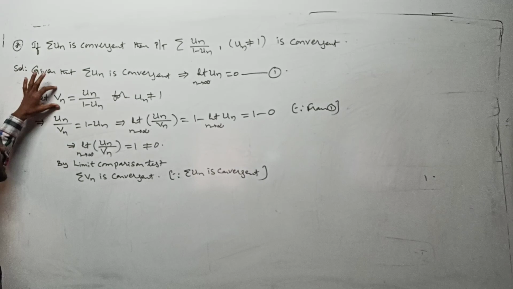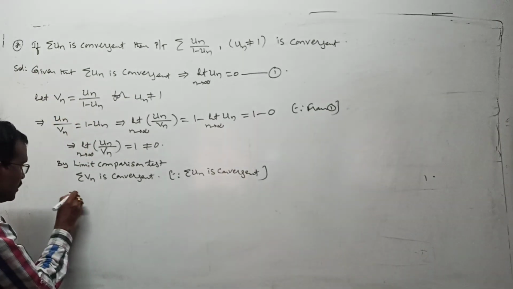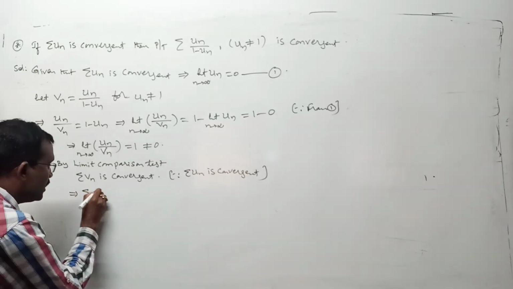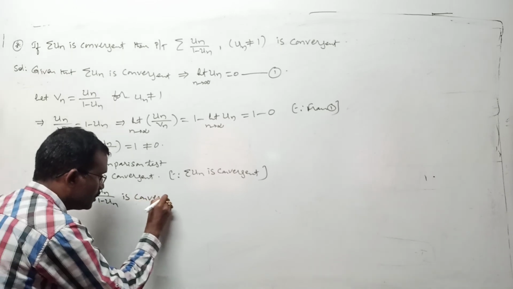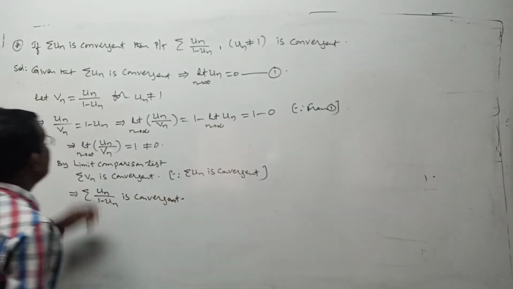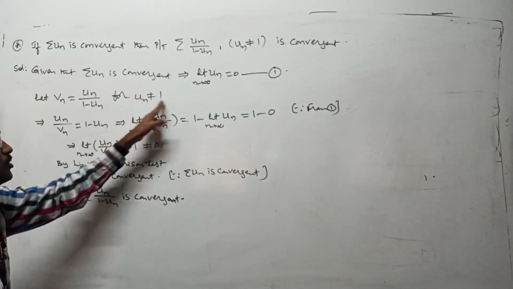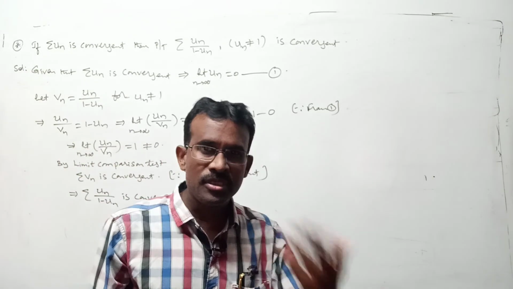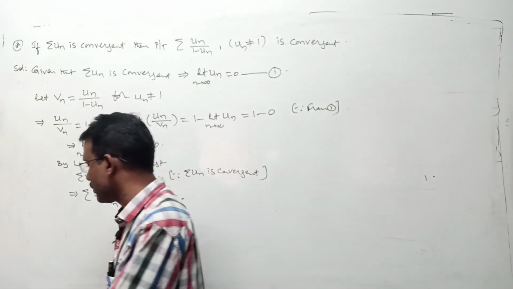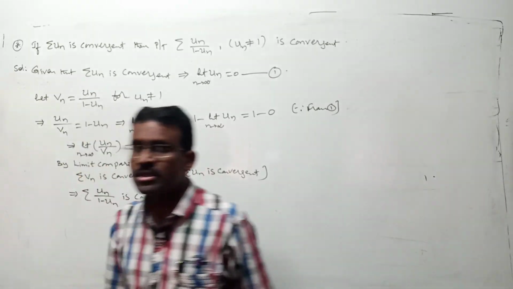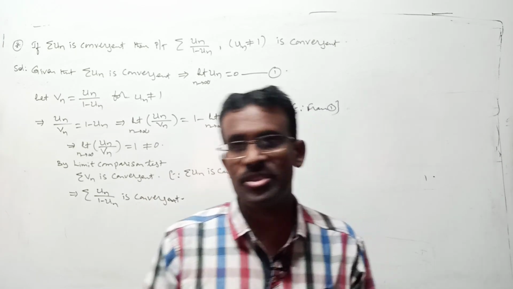But v_n is our taken notation. Replace that. What is v_n? u_n by 1 minus u_n. Substitute here. This implies sigma u_n by 1 minus u_n is convergent. Does it complete your work or not? Whenever sigma u_n is convergent, we proved sigma u_n by 1 minus u_n is convergent for u_n not equal to 1. This is about your complete basic series problems and tests. Still we have to proceed with the alternating series concept, that we can do in the next class, right?